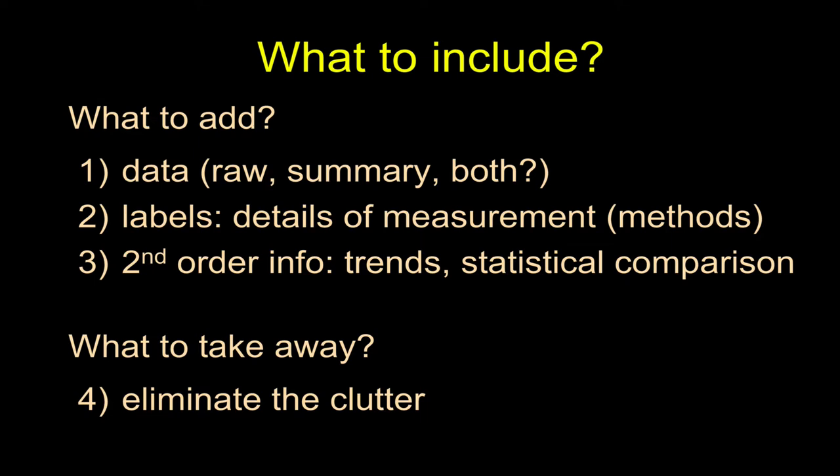Everything or adjusted information? Again, we talked about labels. So what is this value? What is this quantity? And what is the variable that we're measuring? And then ideally, we want to be able to pull out second order observations. So not just the data, but what is the rate of change? How does A compare to B? Those kinds of things. And then once we've added that stuff, the next step is going to be, okay, what can I take away and still preserve all of that stuff?